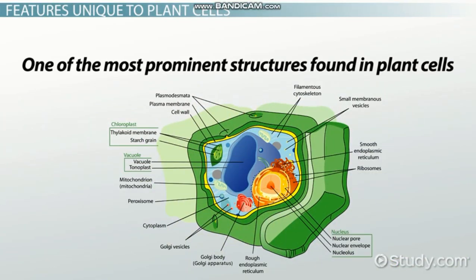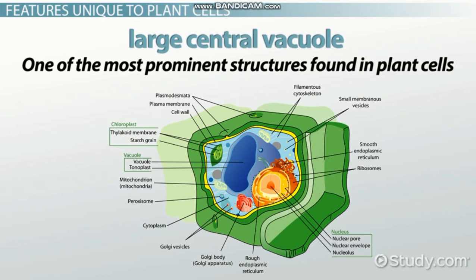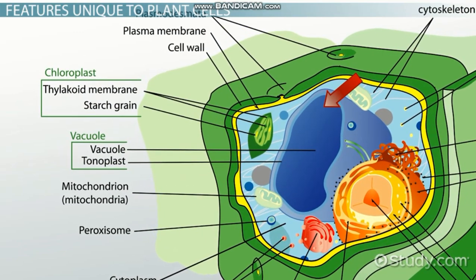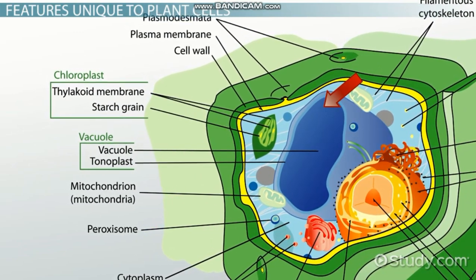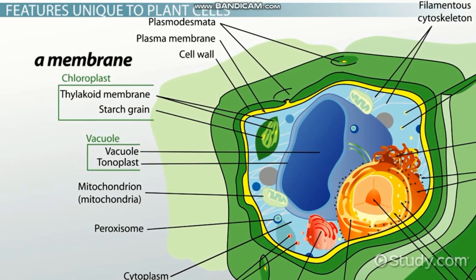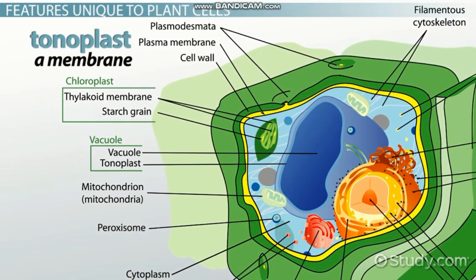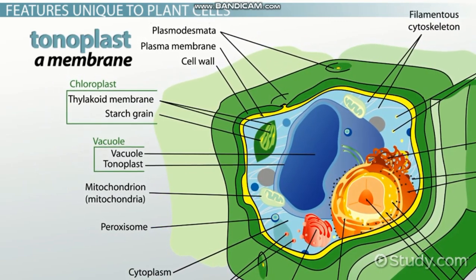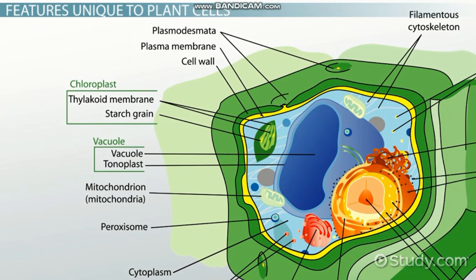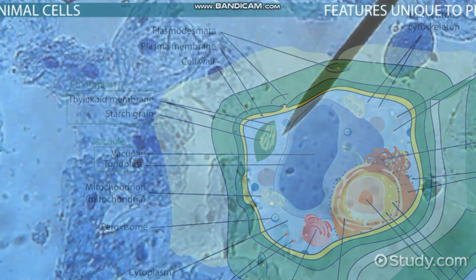One of the most prominent structures found in plant cells is the large central vacuole. The vacuole occupies a large portion of the cell volume and is enclosed by a membrane called the tonoplast. It stores water as well as ions like potassium and chloride. As the cell grows, the vacuole absorbs water and helps the cell elongate.